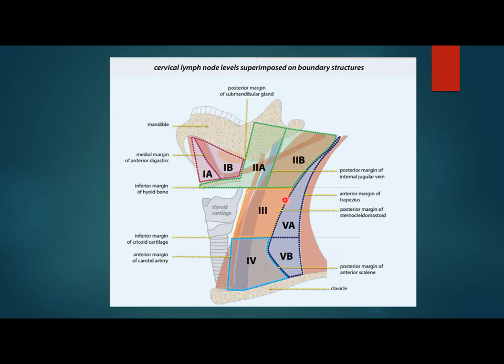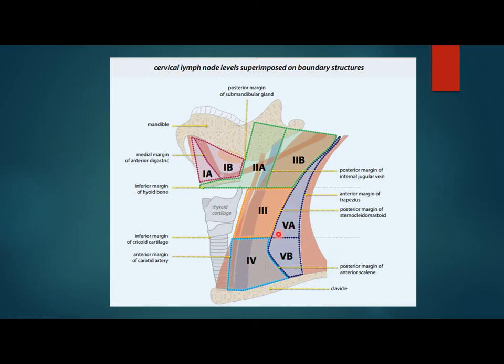Level 3 is called the middle jugular level. It extends from the inferior margin of the hyoid bone to the cricoid cartilage, and is also bounded posteriorly by the posterior margin of the sternocleidomastoid. Level 4 is called the inferior jugular, and this extends from the inferior margin of the cricoid cartilage to the clavicle. Posteriorly, the upper part is bounded by the posterior part of the sternocleidomastoid, and the inferior portion by the posterior margin of the anterior scalene muscle.